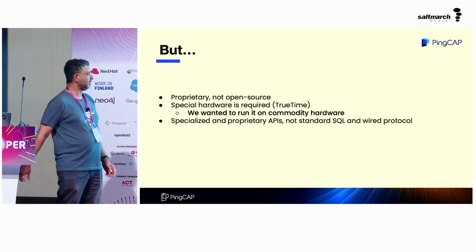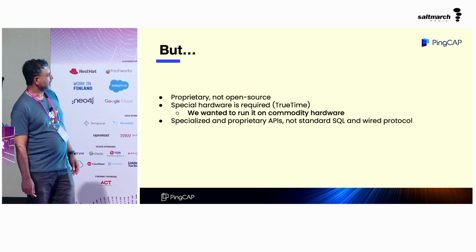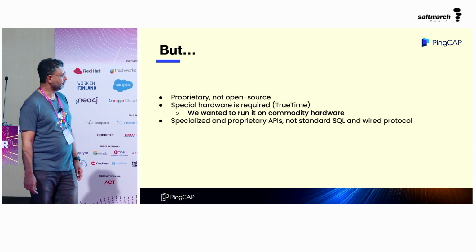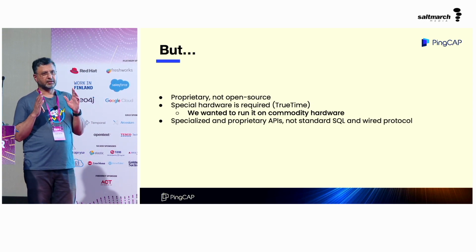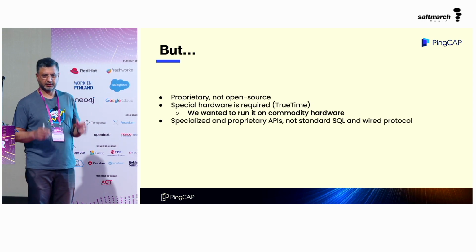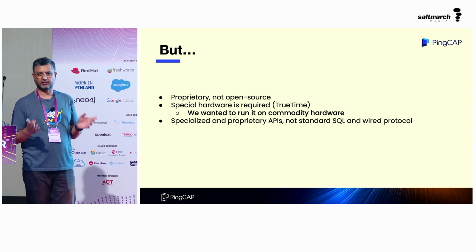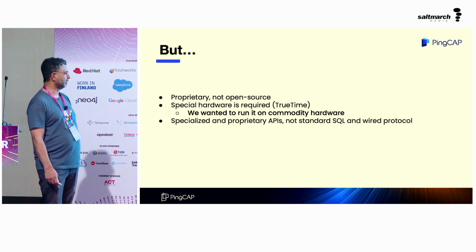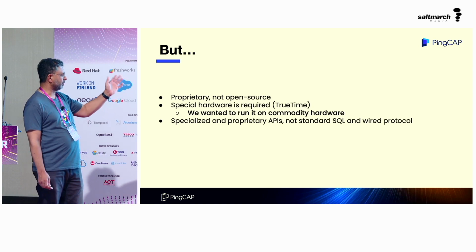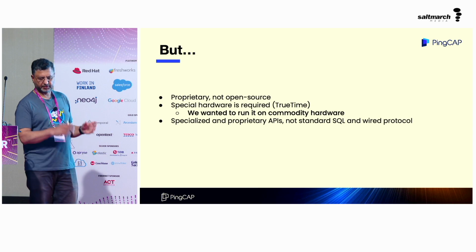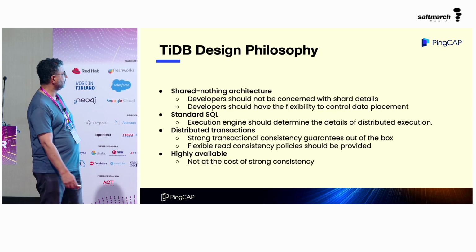There's a problem with Spanner. It's proprietary, it's not open source, and we are big believers in open source. And it requires special hardware, TrueTime. TiDB, by design, is designed to run on commodity hardware. It is a deliberate decision. We do not like to run on specialized networking hardware or RDMA or whatever. This is another requirement we've set for ourselves. Also, Spanner has a specialized proprietary API. It's not standard SQL. They have a Postgres-compatible protocol of sorts, but I won't go into that.